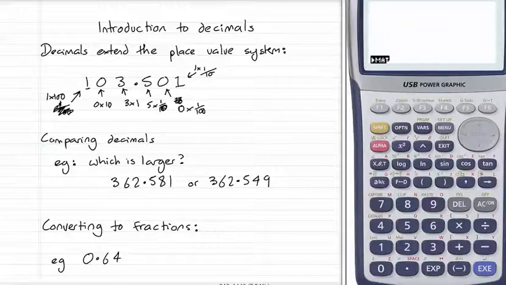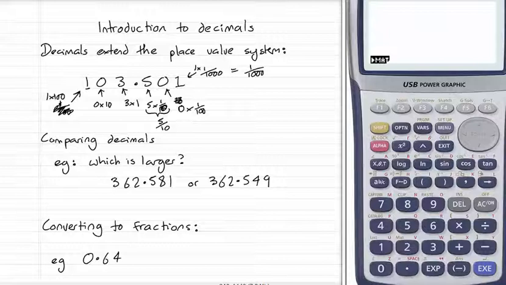And of course, instead of 5 times 1/10, I could write it as 5/10ths. I could write the thousandths as just 1,000th. So the decimals add fractions of a number to our place value system.